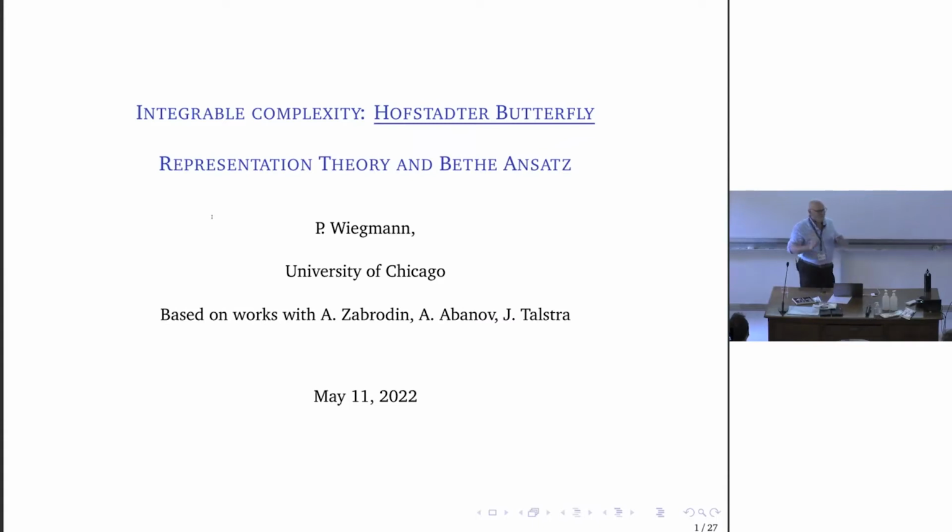So the first speaker of the morning session is Father Wiegmann from University of Chicago. He is talking about integrable complexity.